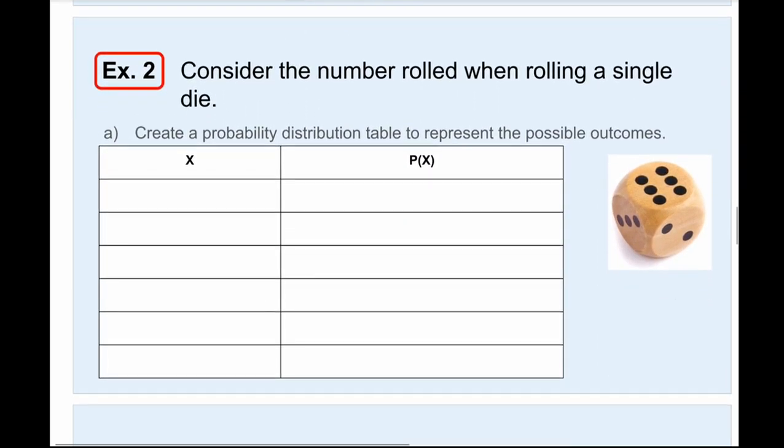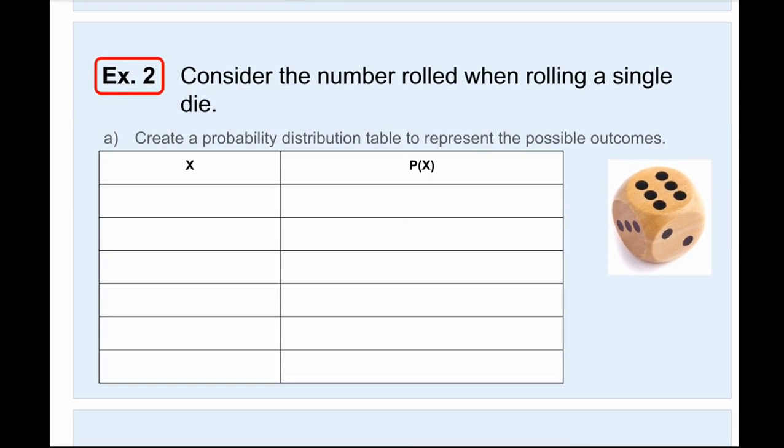Looking at another example of a uniform distribution, consider the number rolled when rolling a single die. And I want to again go through the same steps. Create a probability distribution table, find the probability of each outcome, create a graph, and find the expected value. First, the outcomes: 1, 2, 3, 4, 5, or 6. Those are all the outcomes when I roll a die. The probability of each is going to be the same, 1 out of 6. There's only one face with each number, and there are 6 of them. So similar to our last one, it's 1 out of 6.